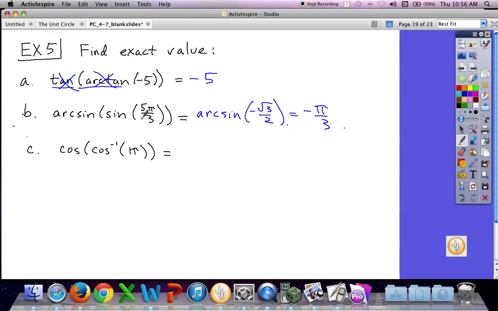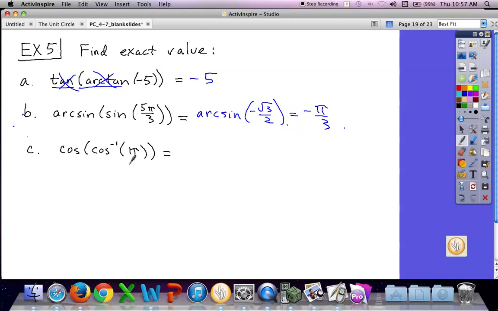If it says exact, then don't, right? What about this one here? Cos of cos inverse of pi. Remember, what's the domain for the cos inverse? -1 to 1. What's the value of pi? 3.14. It's not in the domain, right?